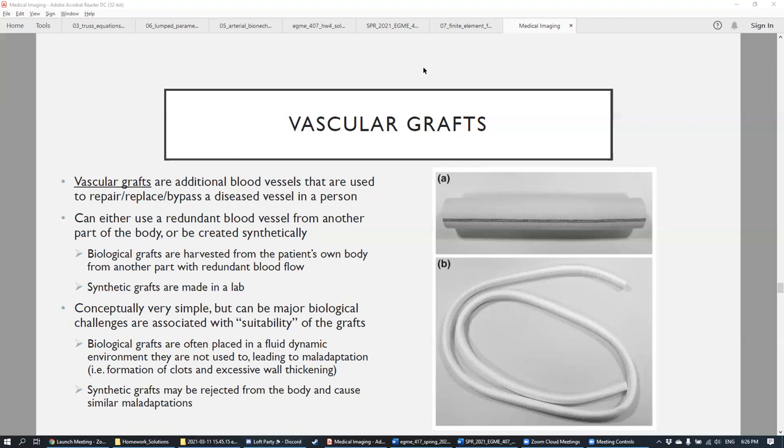So the major challenge with vascular grafts is making them out of material that the body will accept, but that still has all the same fluid mechanical and structural properties that it needs. It's still a very active area of research, and there's still a lot of room for improvement, because the vast majority of bypass surgeries are not performed with synthetic grafts.